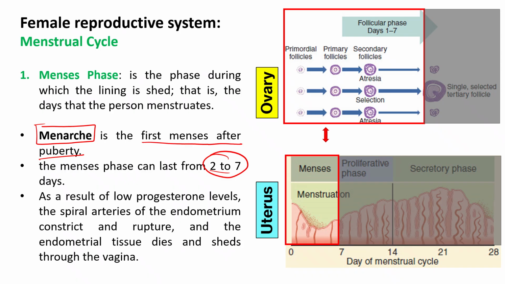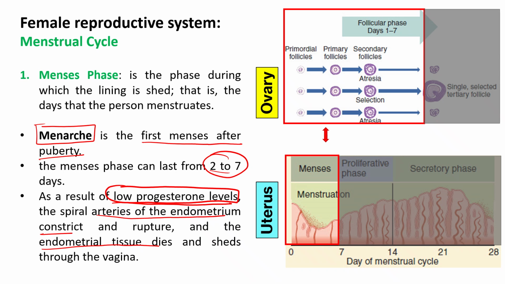And as I mentioned before, menses occurs because of low progesterone levels. Low progesterone levels affect the arteries that supply blood to the endometrium. These arteries constrict, and then the endometrium does not get blood supply, which triggers endometrial tissue to die and then shed through the vagina. This is because pregnancy did not occur.